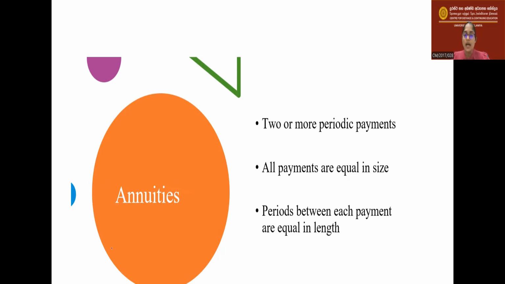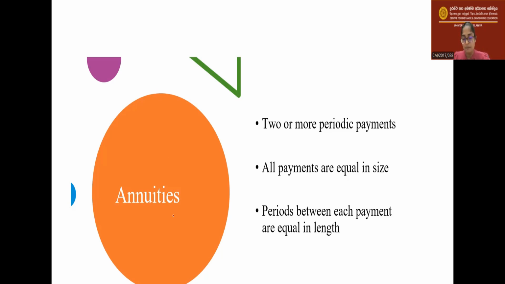Annuities are two or more periodic payments, but the special thing is that the periodic payments are equal in size. All payments are equal in size. Therefore, the periods between each payment are equal in length, right? There are mainly two types of annuities: ordinary annuity and annuity due.